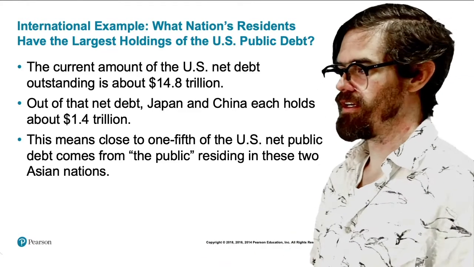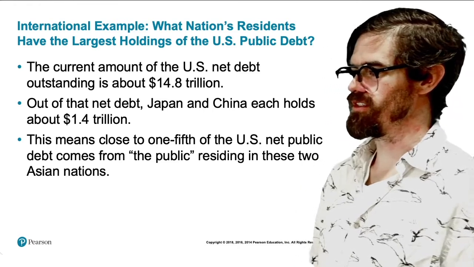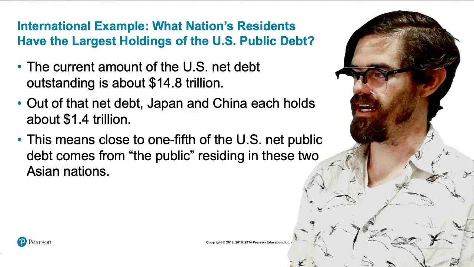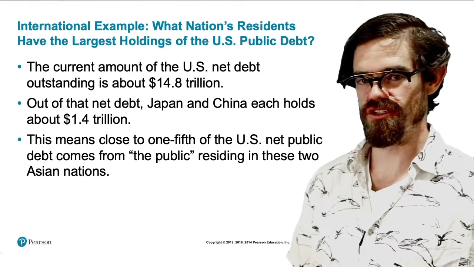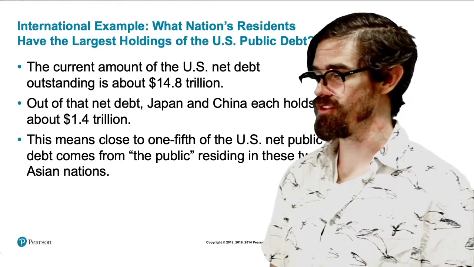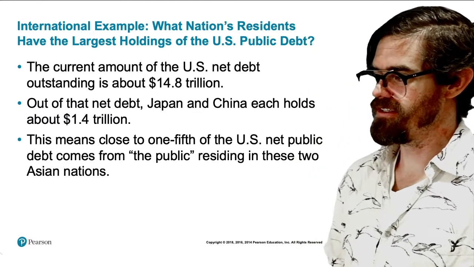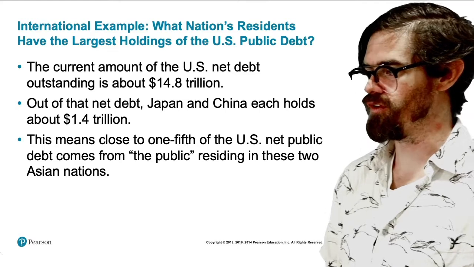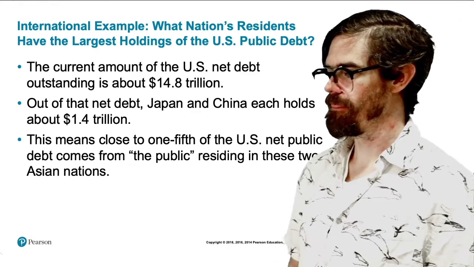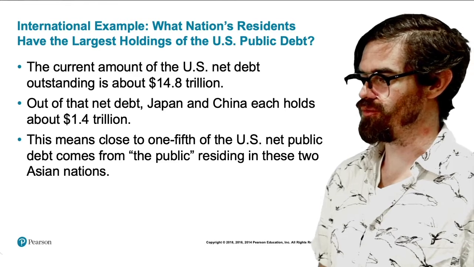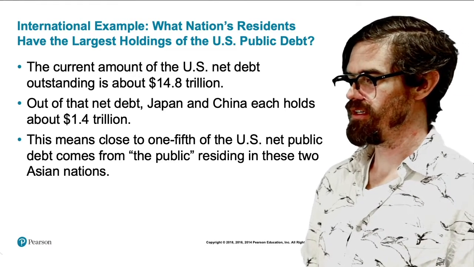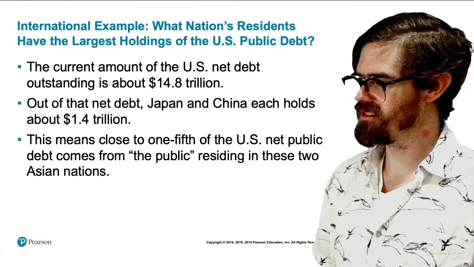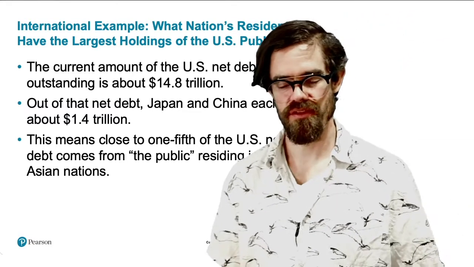All right, so thinking about this, let's look at an international example. What nation's residents have the largest holdings of U.S. public debt? So the current amount of U.S. net debt outstanding is around 15 trillion, but again, this is basically going to jump to around 20 trillion after this year. And out of that debt, Japan and China each hold about roughly 10% of it at $1.4 trillion. And this basically means that close to 1/5 of the U.S. net public debt comes from people residing in these two Asian nations. 1/5? That'd be 20%. I think that's a typo. It should be 1/10, roughly 1/10.